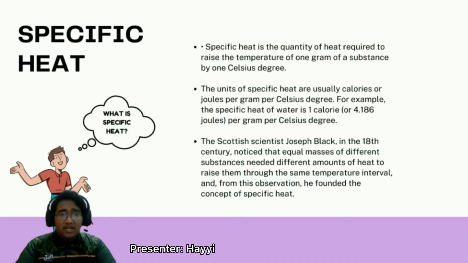What is specific heat? Specific heat is the quantity of heat required to raise the temperature of 1 gram of a substance by 1 Celsius degree. The unit of specific heat is usually calories or joules per gram per Celsius degree. For example, the specific heat of water is 1 calorie or 4.186 joules per gram per Celsius degree.